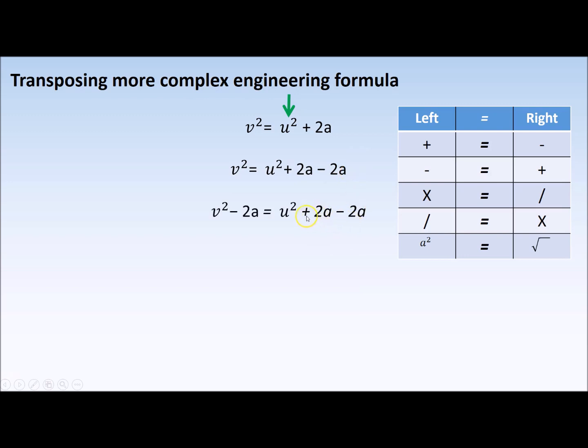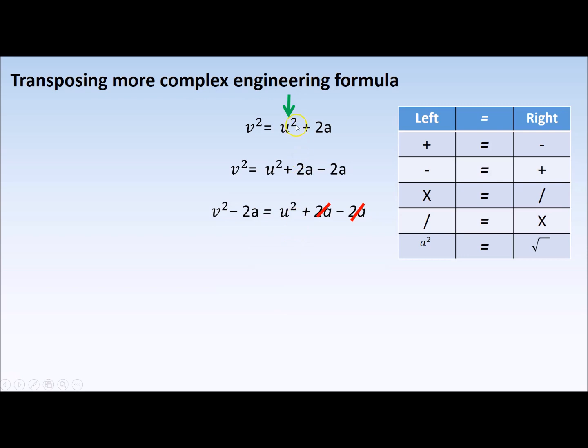So now we have the final velocity squared minus 2 times the acceleration equals the initial velocity squared plus 2 times the acceleration minus 2 times the acceleration. So these two are now effectively 0, so they cancel each other out. That leaves us with v squared minus 2a equals u squared.